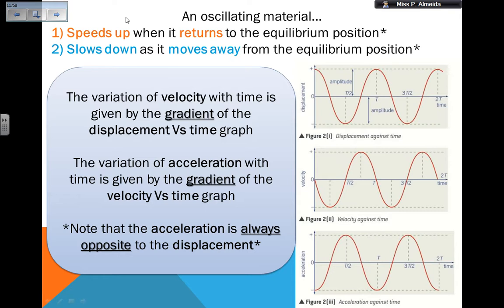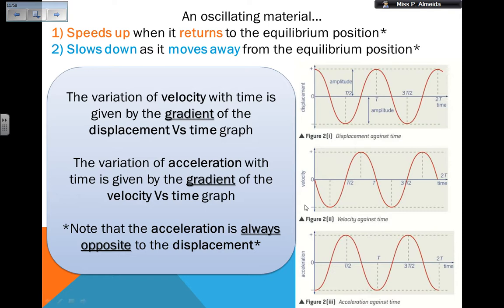And then I have here three graphs: the displacement, the velocity, and the acceleration time graph. This is if I would pick, for example, the pendulum, just like in the last slide, and I would have a paintbrush that would show how the motion would change in time, and this would give me either a sine or cosine wave, right? So my first graph here is a displacement time graph, and the variation of the velocity with time is given by the gradient of this graph, okay? So the gradient of the displacement versus time graph.